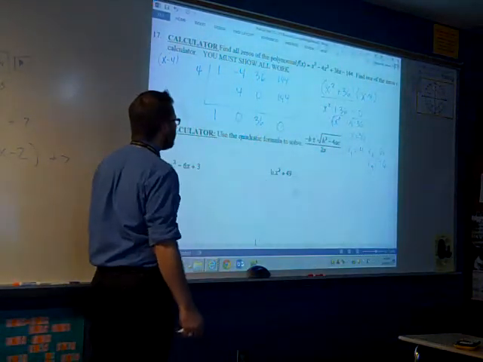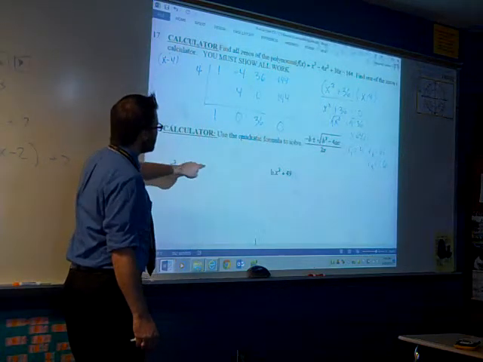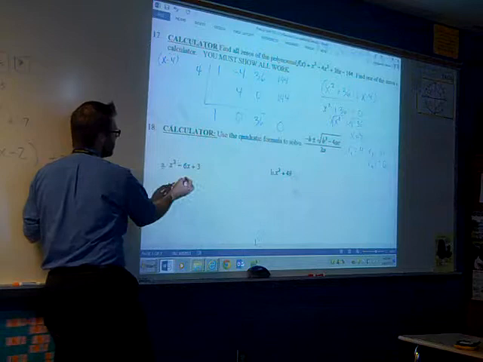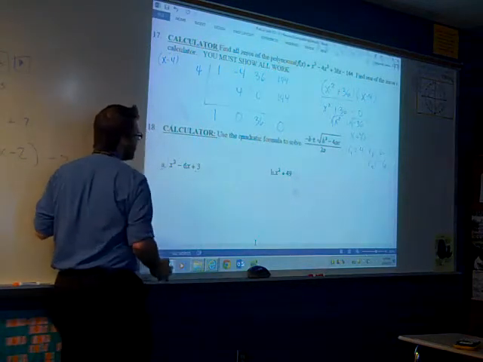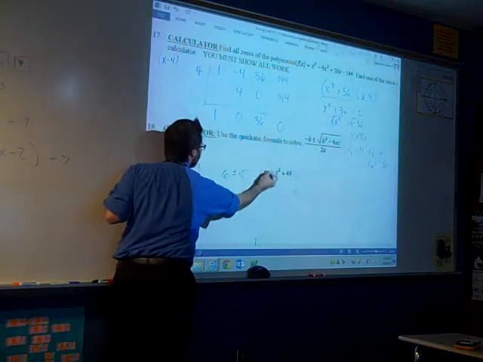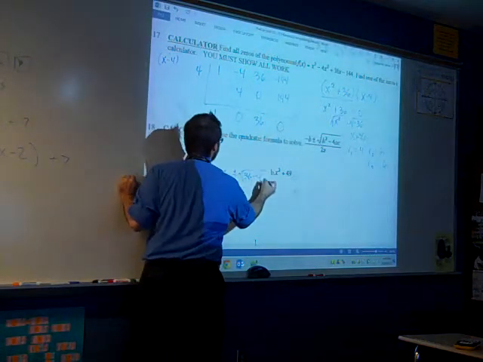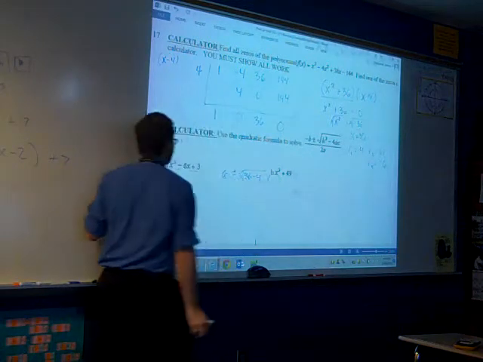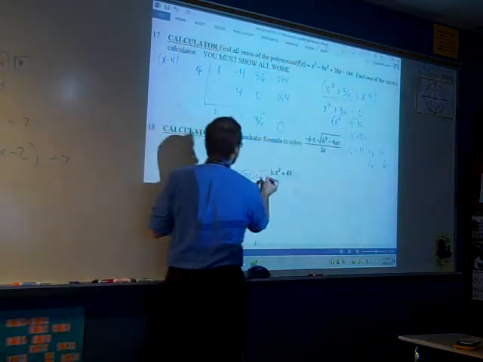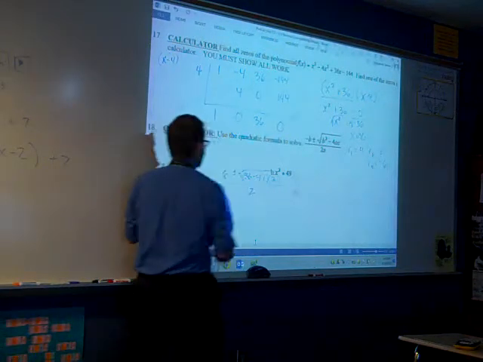Number 18, use the quadratic formula to solve. We've already done a couple of these, but let's go ahead and do it. X squared minus 6x plus 3. You have A, B, and C. So we want to say negative b plus or minus the square root of b squared minus 4ac. A is 1, C is 3. All over 2a. 2 times 1 is 2.